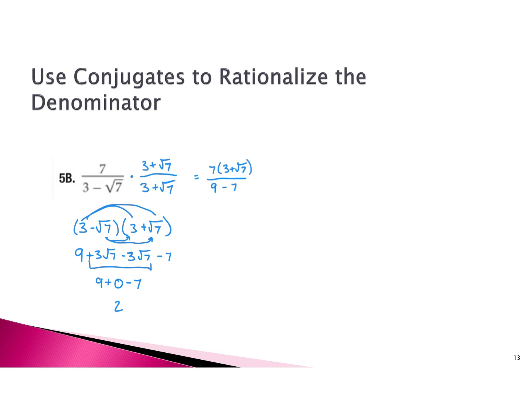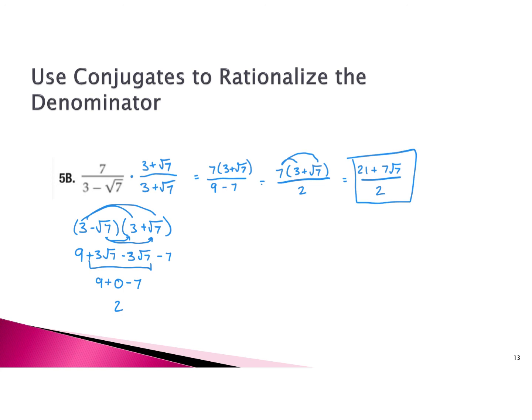Before I simplify my numerator, I'm going to continue my denominator. The reason for this is sometimes we can simplify if the denominator matches the numerator. In this case, it doesn't. 7 and 2 do not simplify, so now I can distribute my 7 into my numerator. And I have 21 plus 7 root 7 all over 2. This is my final answer. And that is the end of the PowerPoint.